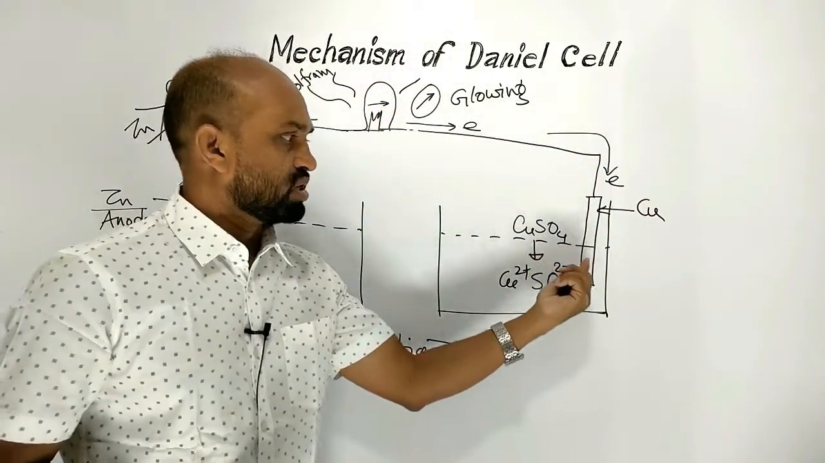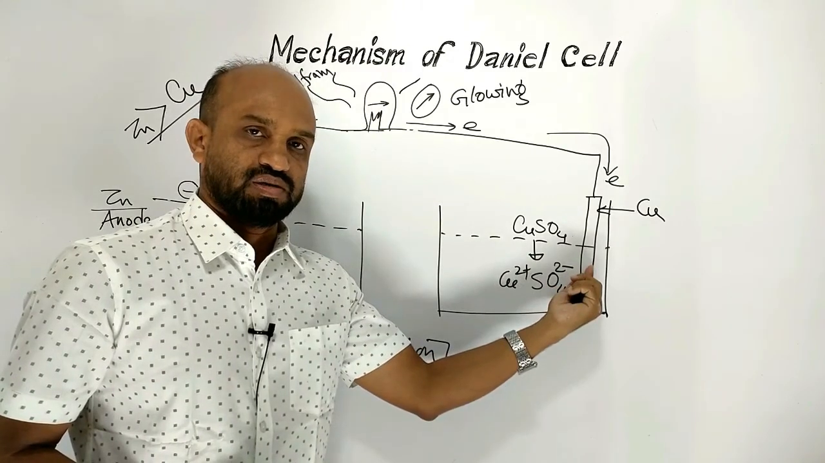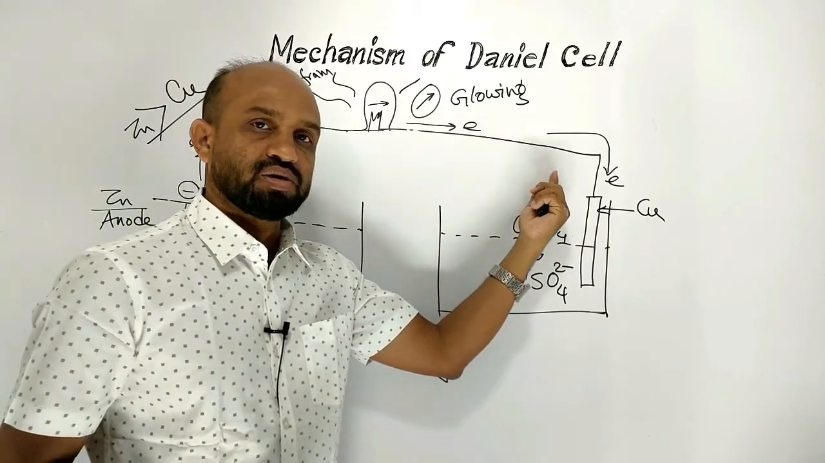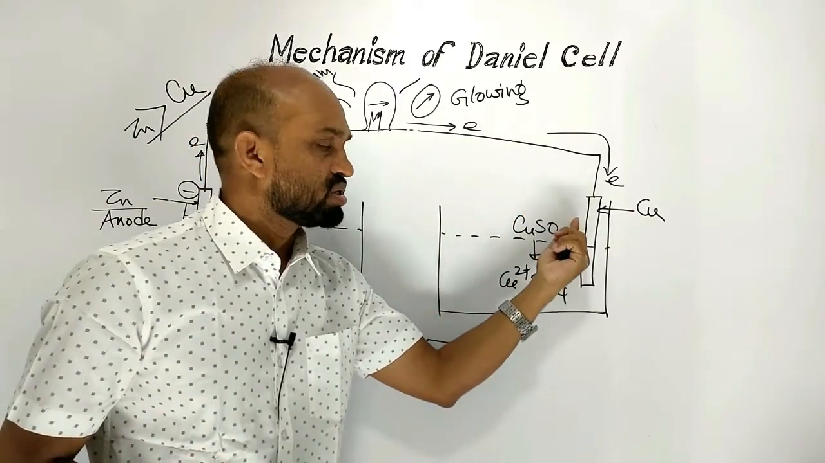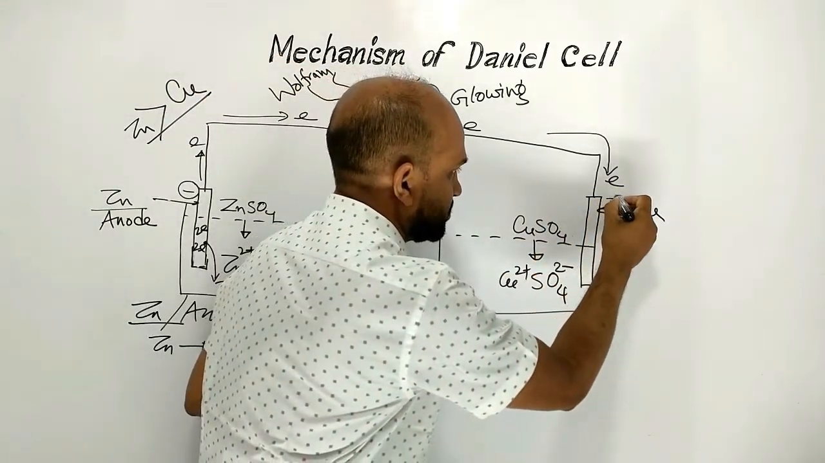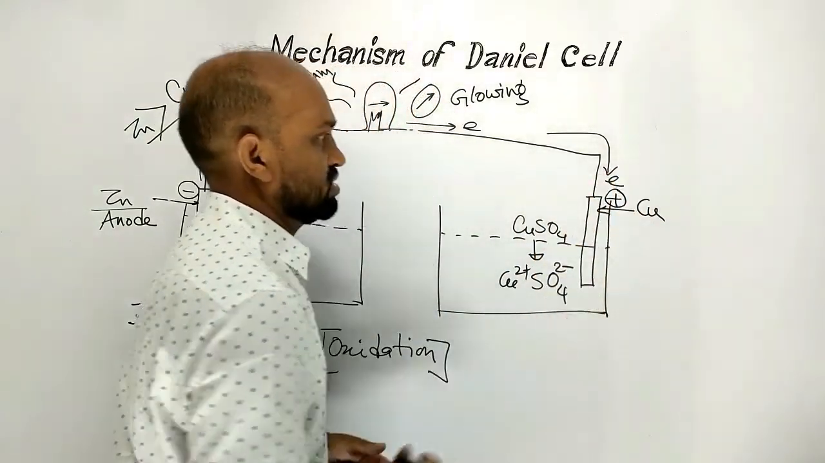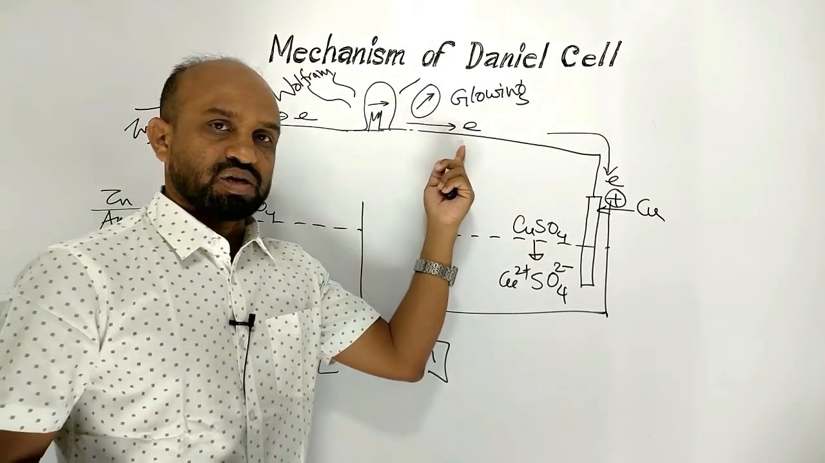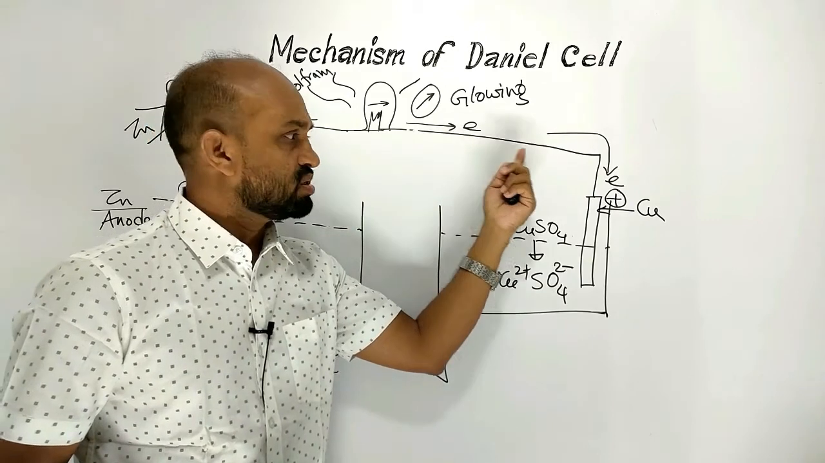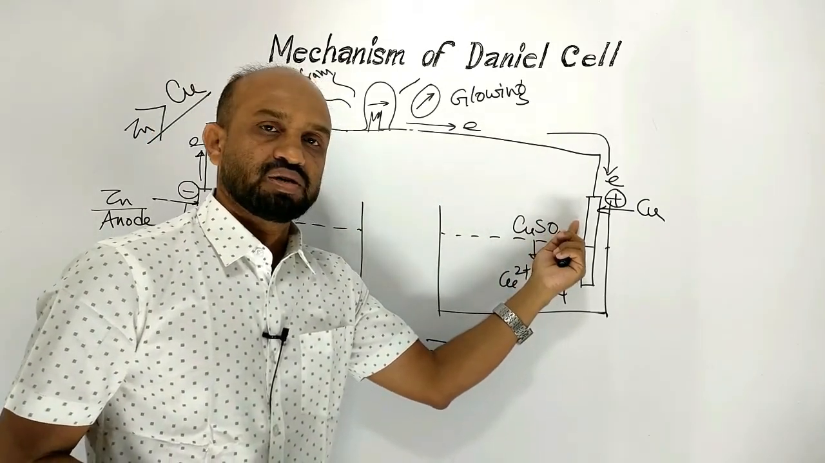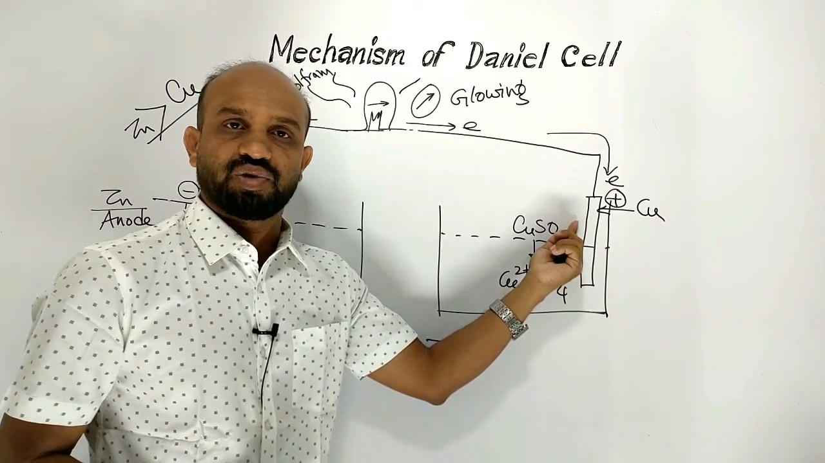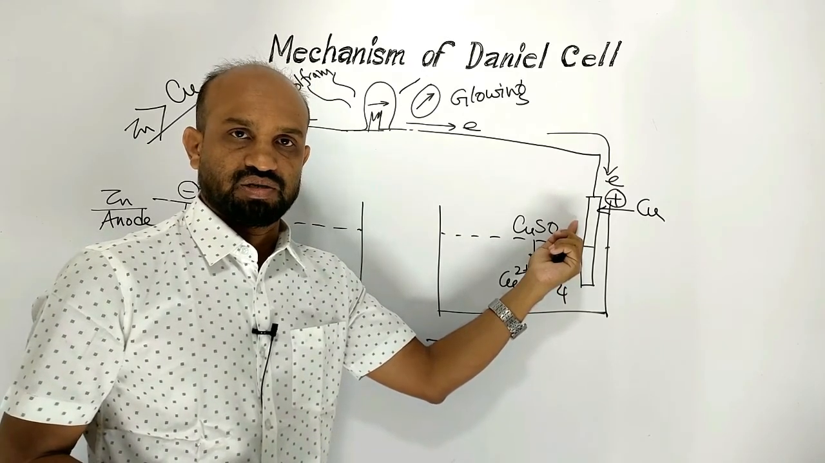electrons come to the copper bar. As electrons are flowing towards the copper bar, that is why it is indicated as positively charged. Electrons are negatively charged particles which are migrating towards the copper bar. That is why the copper bar is indicated by positive charge.